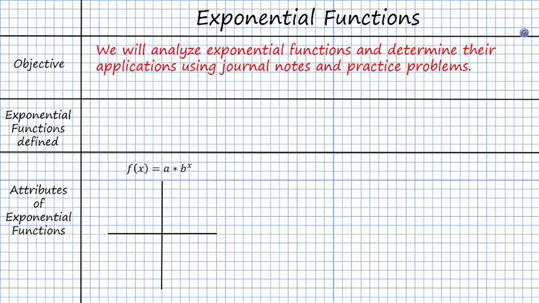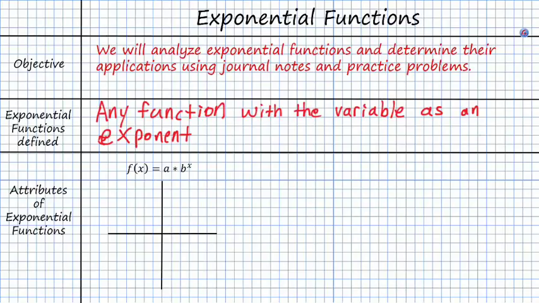Now, before we can start analyzing, we have to define them, right? An exponential function is any function which has its variable in the exponent. And the simplest version of this is going to be our parent function, which we're going to call f of x is equal to a times b to the x, where a is a real number and where b is also a real number.